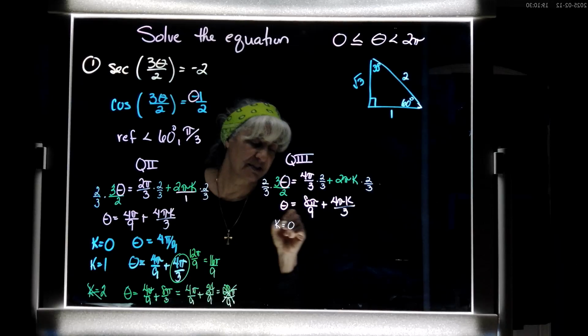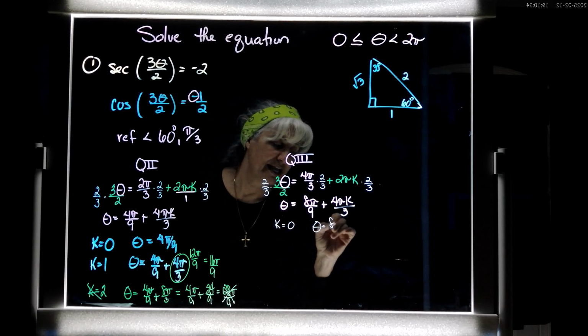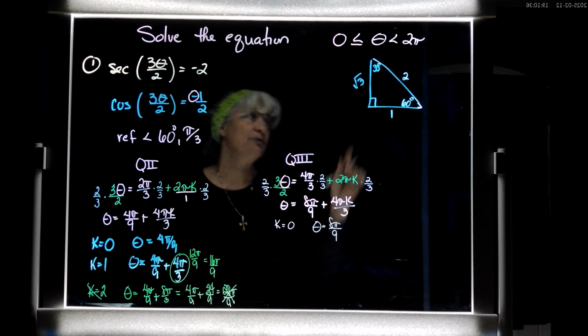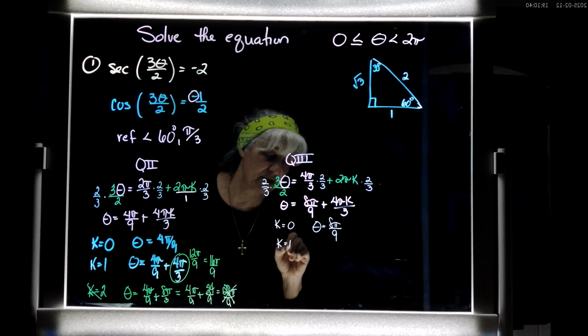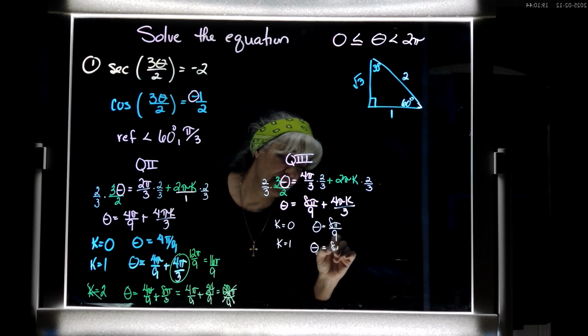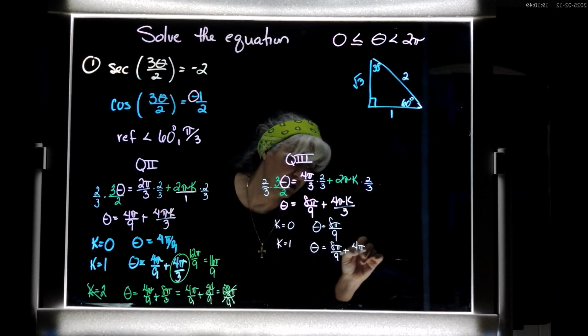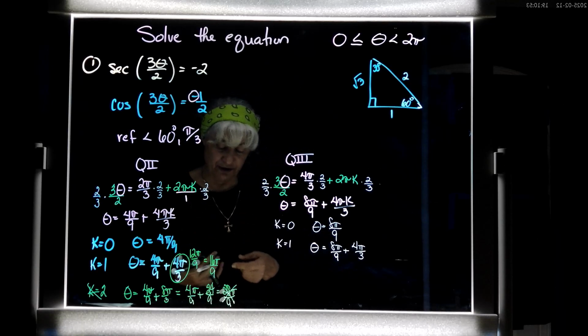How about if k equals 0? Theta is going to equal what? Good. 8 pi over 9. Well, that's under 2 pi, so we're okay. How about k equals 1? You're going to have theta equals 8 pi over 9 plus 4 pi over 3. Okay, we need that common denominator again, don't we?